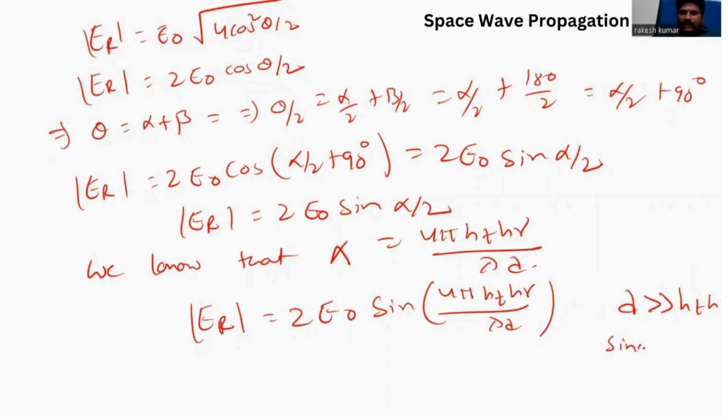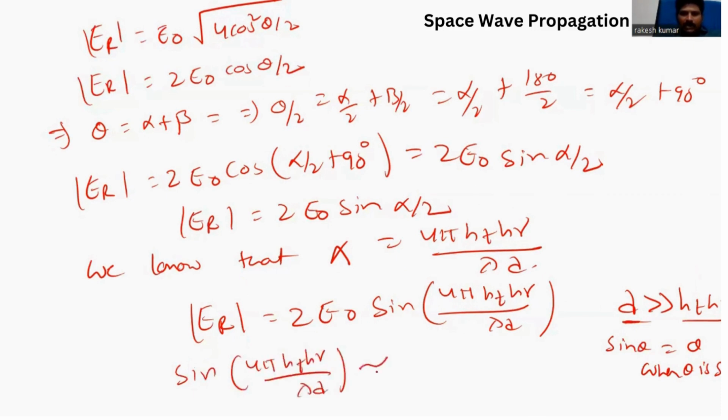So, sin theta is equal to theta when theta is small. Okay. So, similarly, since d is far, far greater than ht and hr, this value will become 0. So, sin of 4 pi ht hr by lambda d is approximately equal to 4 pi ht hr by lambda d, since the value is small. Okay, so sin theta becomes theta when theta is small.